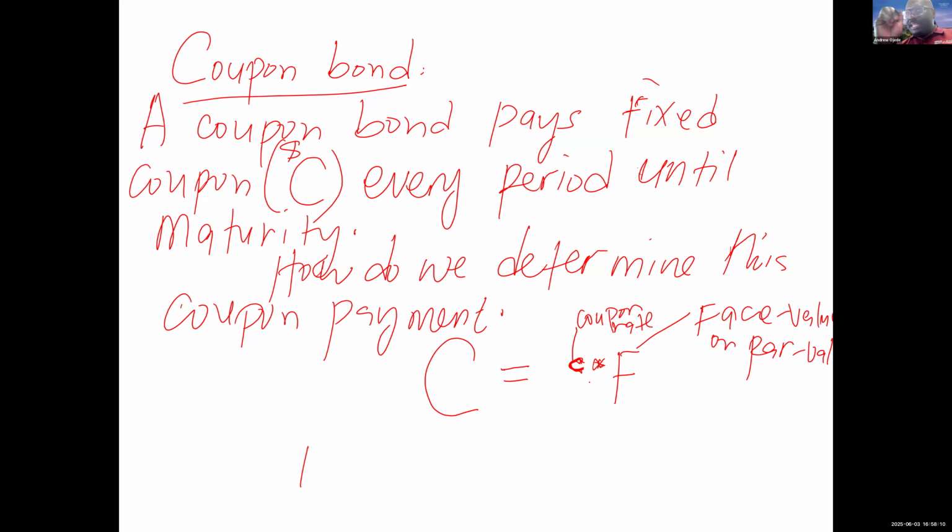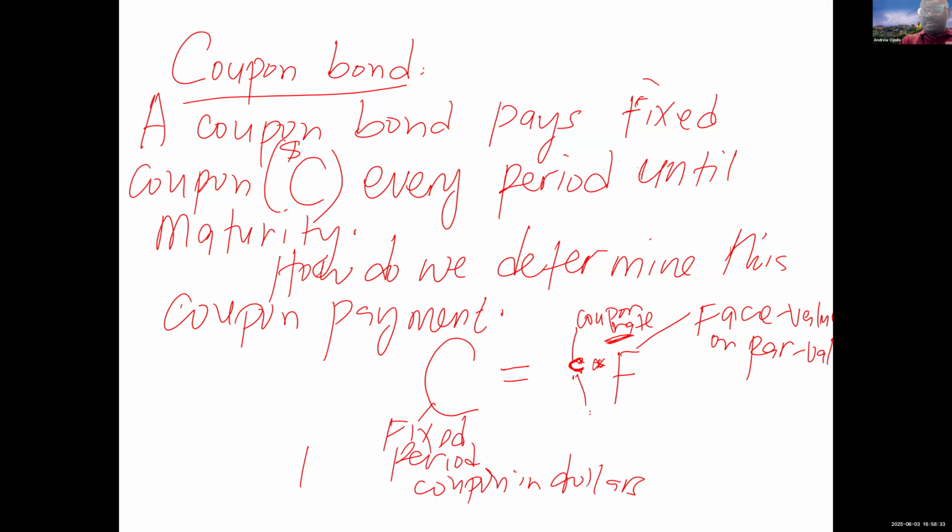This coupon rate is not the interest rate. We'll talk about that again. It's what we use for determining how much coupon payments you're going to get from a bond. And of course, capital C is your fixed period coupon in dollars. This little c, when you say coupon rate, is in percentage. So it's a 10%, 20% coupon rate.